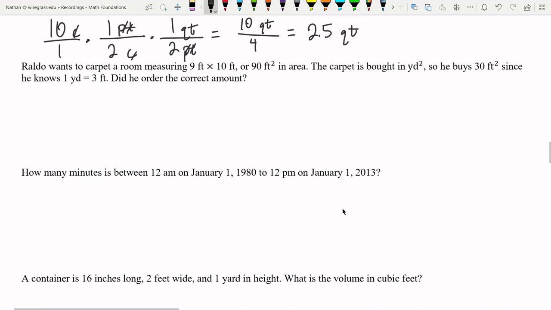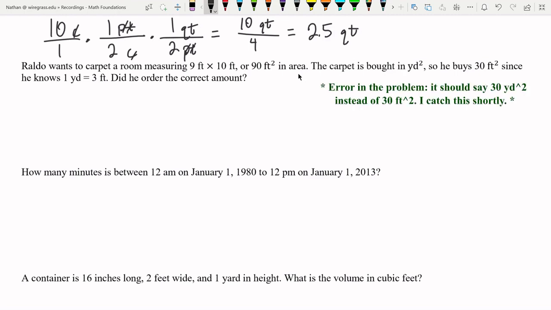Okay, Raldo wants to carpet a room measuring 9 feet by 10 feet. 9 times 10 is 90 feet times feet, or feet squared, in area. So there's 90 feet squared for this room. The carpet is bought in square yards, however, not square feet. So he buys 30 square feet since he knows that 1 yard equals 3 feet. Did he order the correct amount?